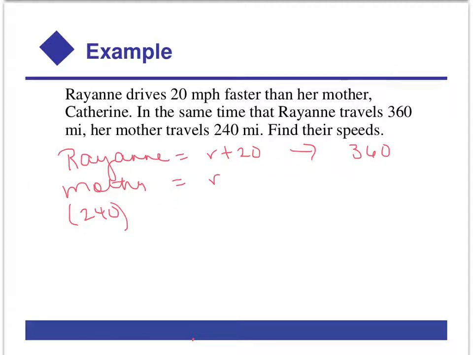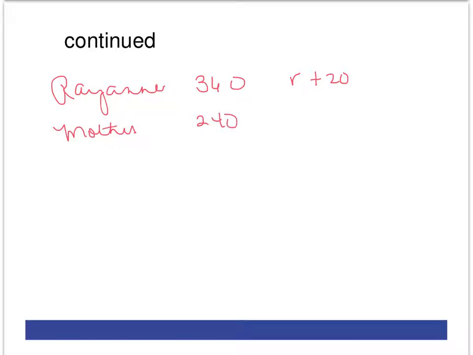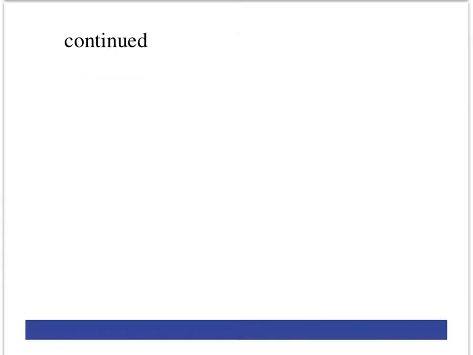Again, we're still talking about distance equals rate times time. So if we put it in a grid, it looks something like this. We can say Rayanne drives 360 miles, and that is the rate plus 20. And her mother drives 240 miles with just the regular rate. That's how we put it in a grid.